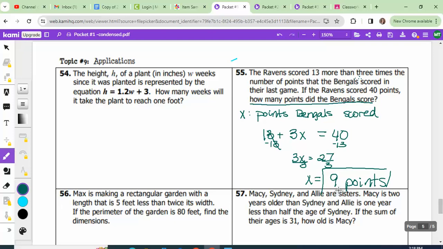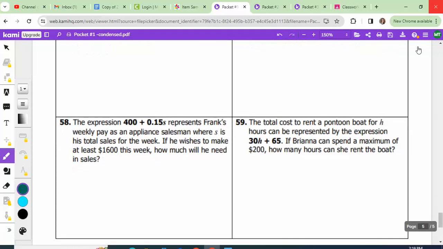All right. Let's go to 59. So the total cost to rent a pontoon boat for 8 hours can be represented by this equation. If Brianna can spend a maximum of $200, how many hours can she rent the boat?